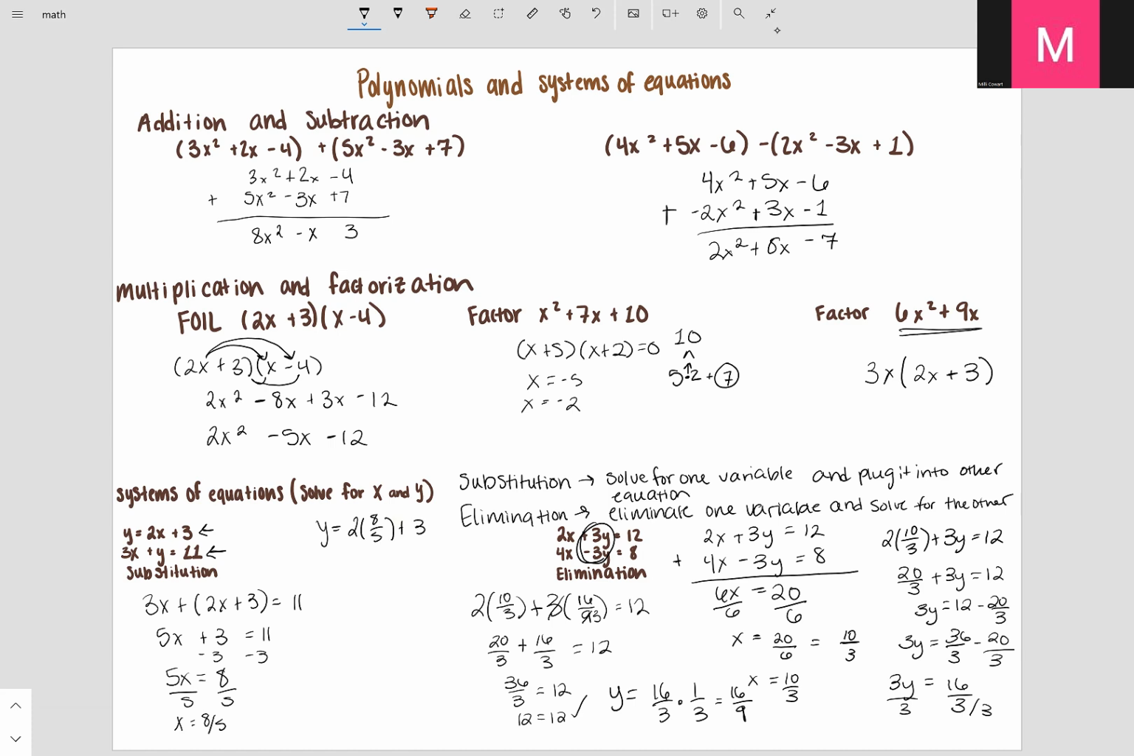Plus 3. So that will be 31/5. And that is also non-reducible.